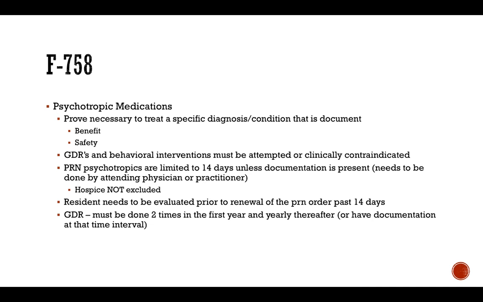With 758, again, it's the same verbiage, same language, where you've got to have an appropriate indication. You can't use it for excessive duration, excessive dose, adverse effects, and so on and so forth as far as using psych medications here. Gradual dose reductions and behavioral interventions are both critical as far as having that documentation in place and trying to avoid an F758.